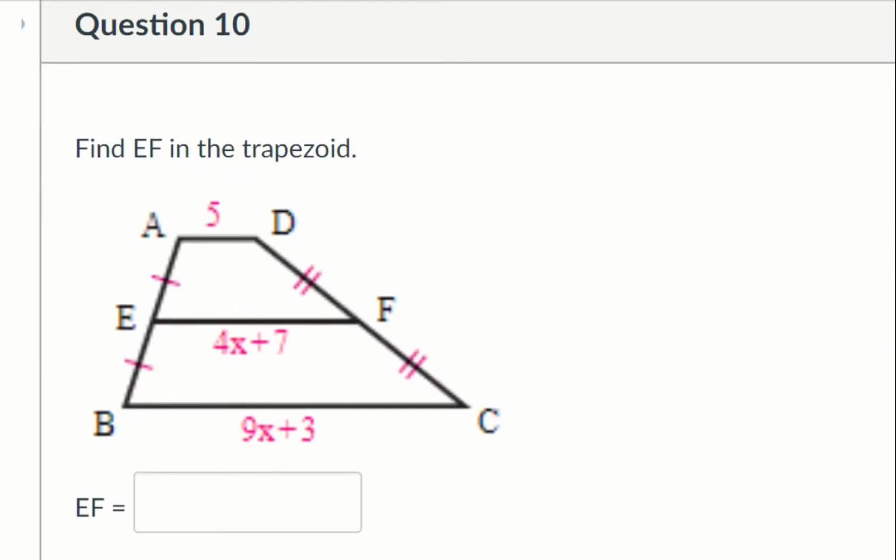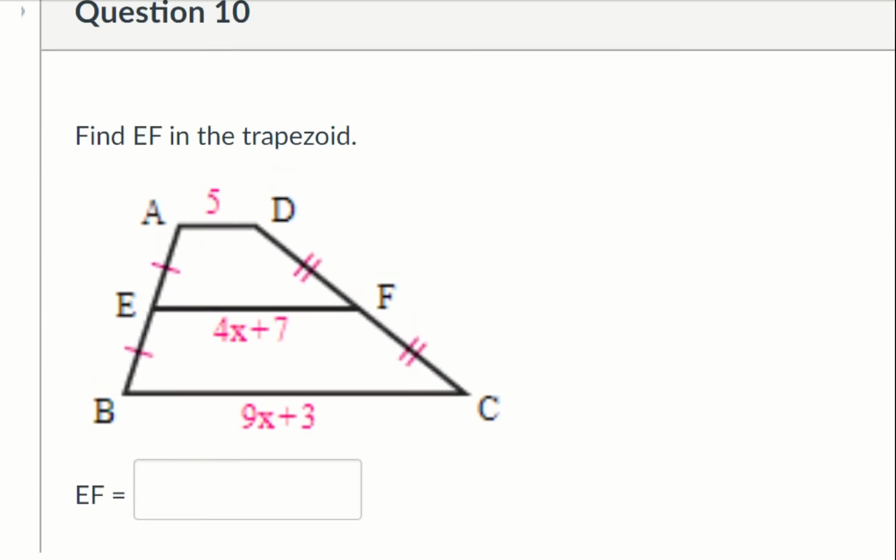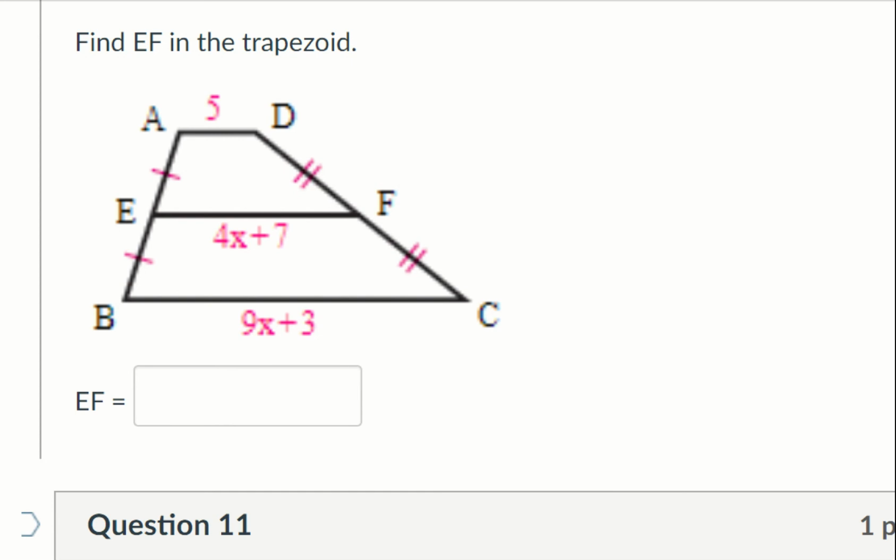We have a trapezoid, and this is another 6.2 problem. So it says find EF in the trapezoid. So this is a midsegment theorem. Okay, so we have a trapezoid, and you have what we call a midsegment. This midsegment is basically halfway between these two bases, between this base and this base. And if it's halfway between them, we call it a midsegment. And to find the midsegment, you just have to take the average of the bases.